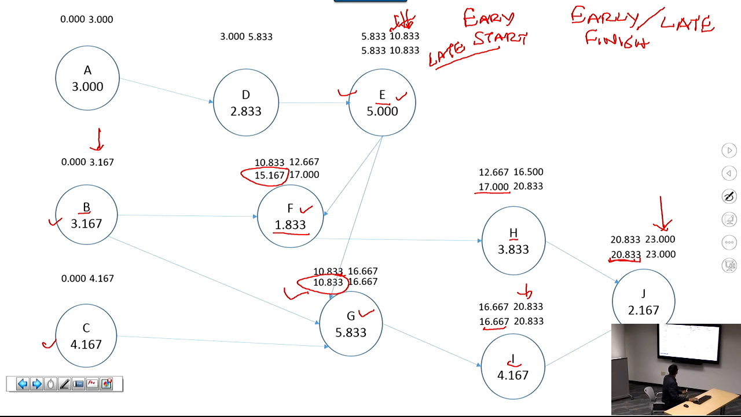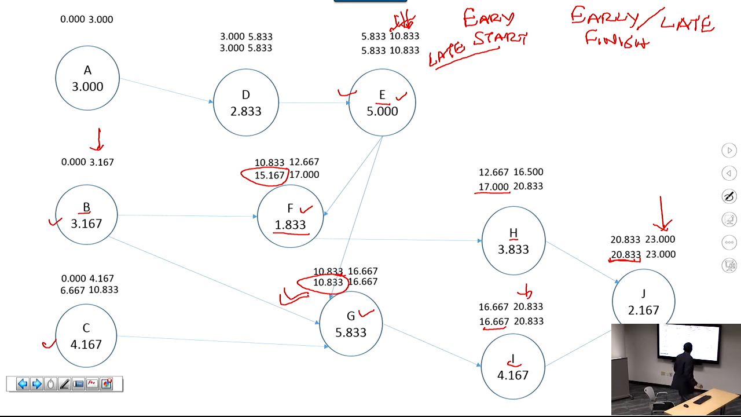Looking at D, if E must start at 5.833, that's when D must finish. Subtract the time for D, that's the late start for D. Looking at C, if G must start at that, then C must be finished by that time. Okay? Subtract the time for C, right? You get late start for C.